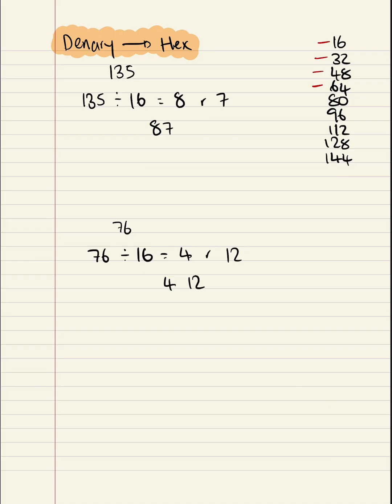Now in hexadecimal, you can't write 12. So thinking back to the equivalent and the letters that we need to be using, it's going to be 4 and 12 is equal to C. So whenever you get a double digit here or a double digit here, you need to just make sure that you are writing the equivalent letter, not the number. Okay, so divide by 16, write the whole number plus the remainder. Simple as that.